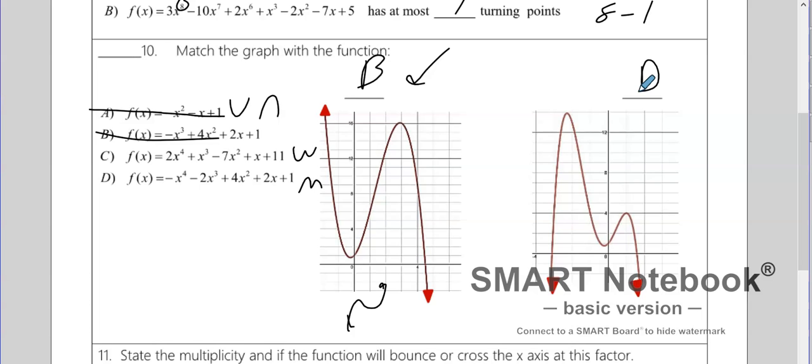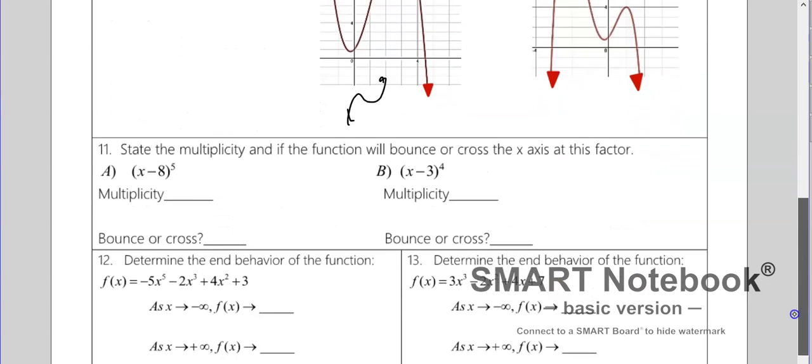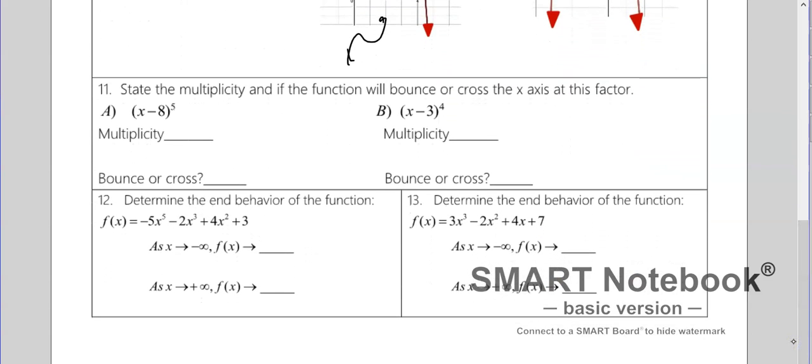All right, moving on. State the multiplicity and if the function will bounce or cross. All right, well, the multiplicity is the degree of the binomial there, so it is 5. Odd numbers cross. We in class have said through a lot, but you might have used this term, so that's okay. Cross or through. It crosses through the point. 4 is a multiplicity. It's even, therefore it's a bounce.